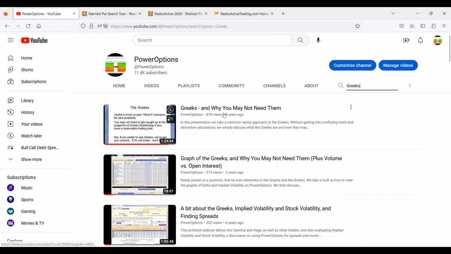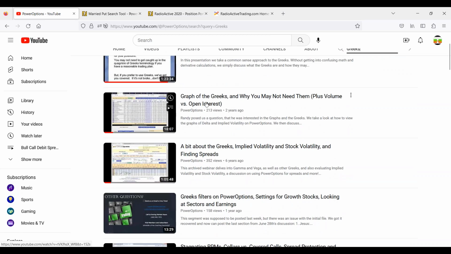And the full presentation, if you don't know what I'm talking about, if you're just getting started in options and don't know what I'm talking about with delta, gamma, theta, vega, this is an 8-year-old presentation. It's an hour and 30 minutes long, but it goes through each individual Greek, the definition, and why you may not need them. It goes through delta, gamma, theta, vega, rho, what they are, what they do, how they affect the option position, and so forth. But just a quick review, a graph of the Greeks and why you may need them.